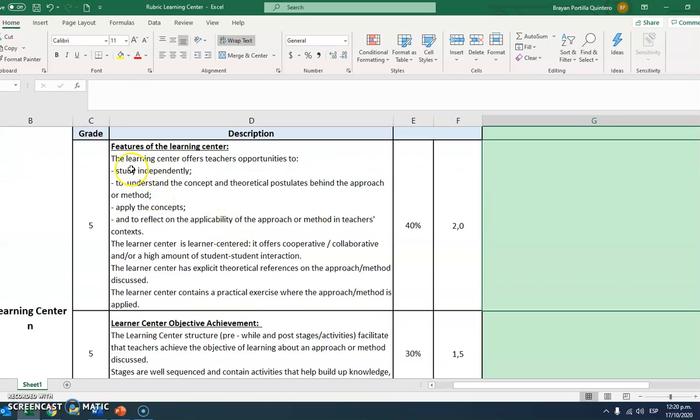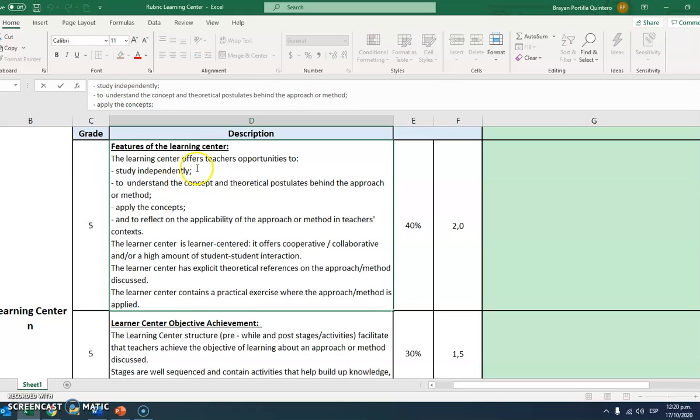The characteristics: it should offer independent study, which means that instructions should be clear. It should facilitate that you understand the concept or the theoretical postulates behind the approach or the method. That means that you need to include theoretical references. Apply the concept. That means that your learning center should facilitate that the teachers who take this learning center reflect on the application of the concepts that you just presented to them, and that they then offer reflection on the applicability of the approach in their own teaching context.